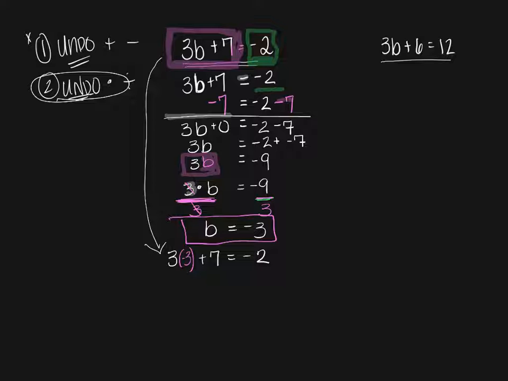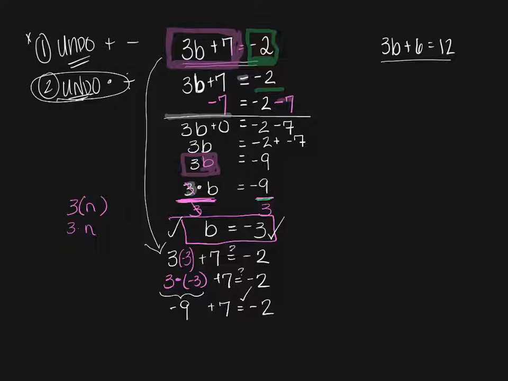When I have parentheses times a number, it means that I am multiplying that number. So if I have 3 times negative 3 plus 7 equals negative 2, I need to simplify this, and 3 times negative 3 is negative 9, plus 7 equals negative 2. Is this true? Why, yes it is. That means that my solution is right. I did my math right.